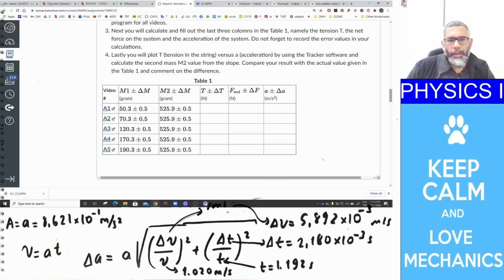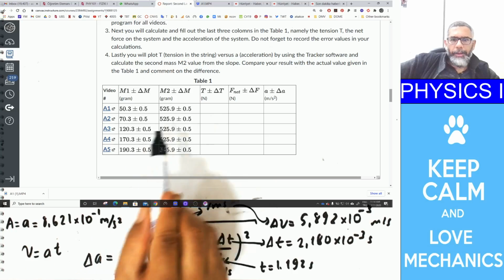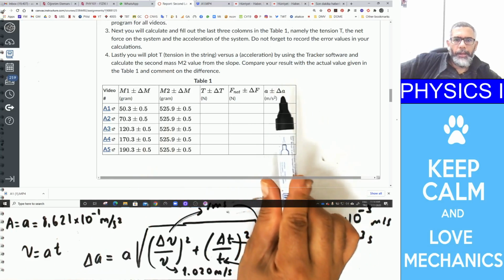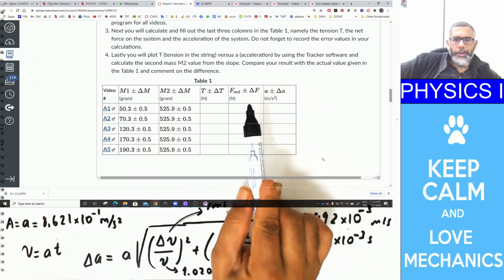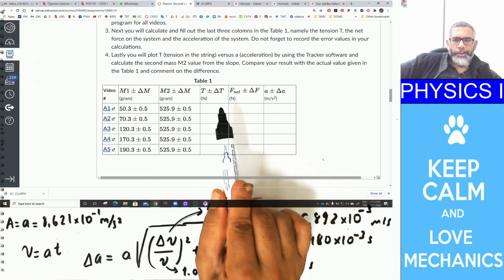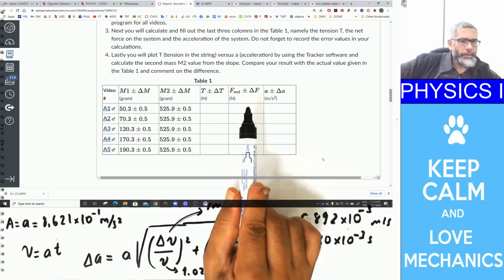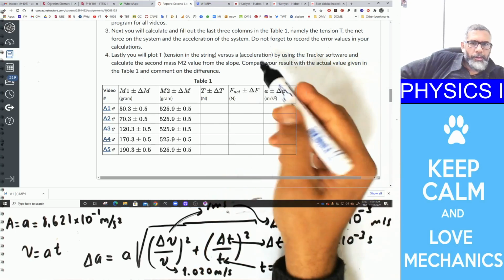Okay, so this is how you calculate A and delta A. Of course, you also have to calculate and put the values for T, delta T, and F net and delta F. Right? And what is T?